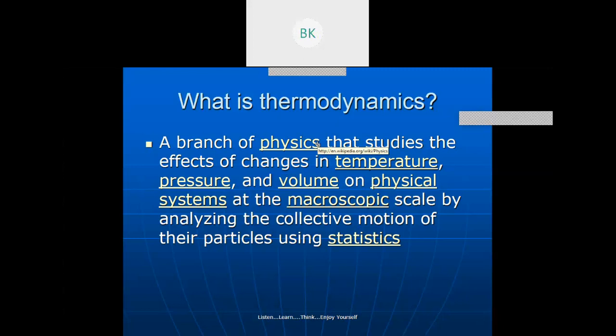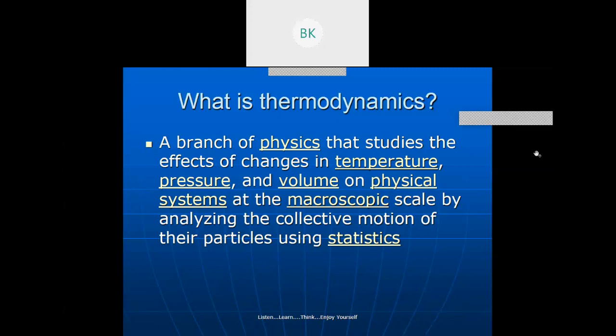Basically, majorly we will be focusing on these three parameters: the temperature, the pressure, and the volume. Now, what is the meaning of thermodynamics? It is a branch of physics. The exact definition: it is a branch of physics that studies the effect of change in temperature, pressure, and volume on a physical system at the microscopic scale by analyzing the collective motion of their particles using statistics.